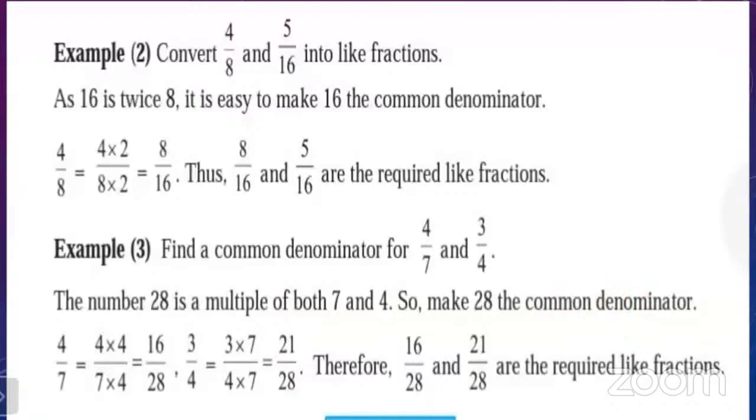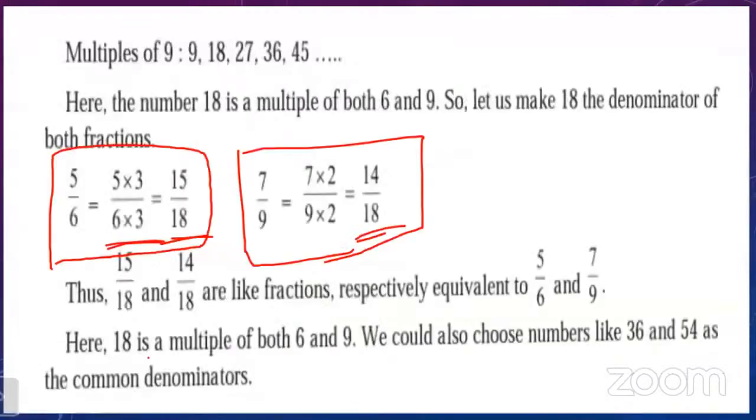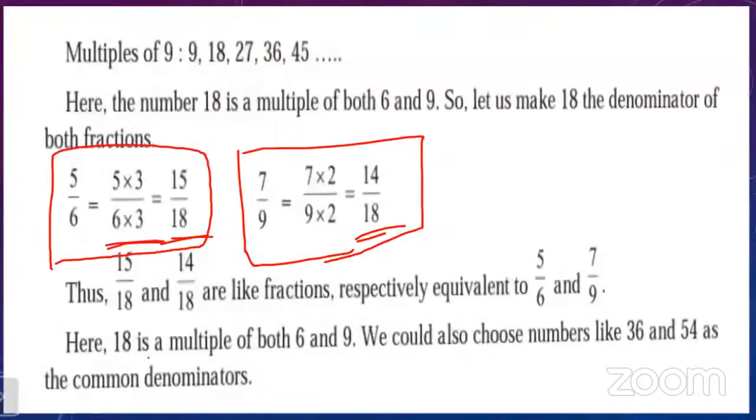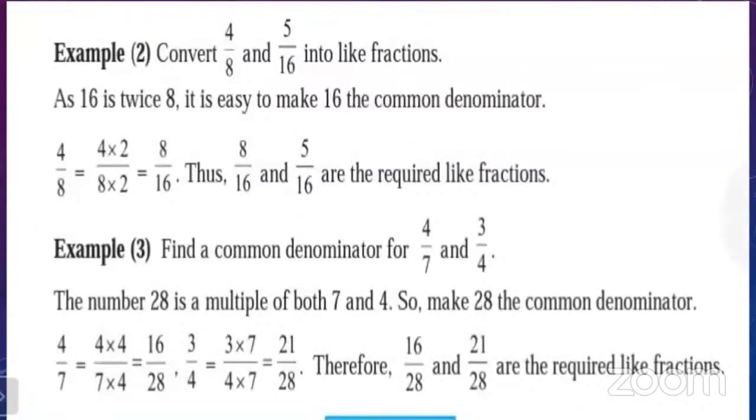Now children, what are divisors and what are multiples? It is very important to know multiples and divisors. Multiples are the numbers which come in the table. Here you see 9, 18, 27, 36, 45, 54, which come in the nines table. And 6, 12, 18, 24, 30, 36 are some numbers which come in the table of 6, isn't it? So these are the multiples. While converting unlike fractions into like fractions, we have to find the common multiples.